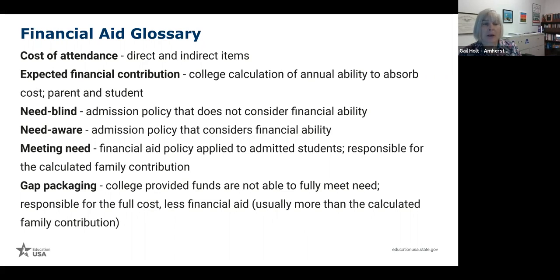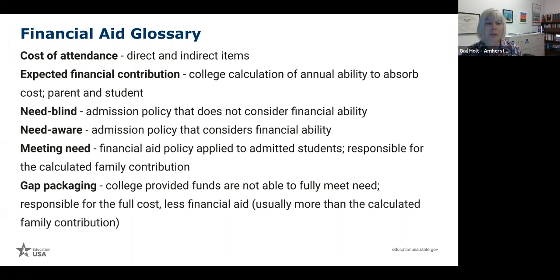I've talked a little bit about the need-blind admission policy that doesn't consider any financial ability. Need-aware does consider financial ability. So you just want to have an idea of what the perspective is of that institution so that your expectations about the decision are aligned accordingly.